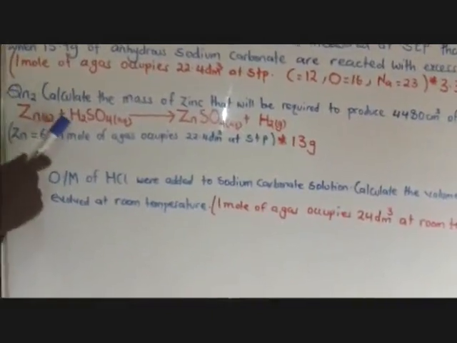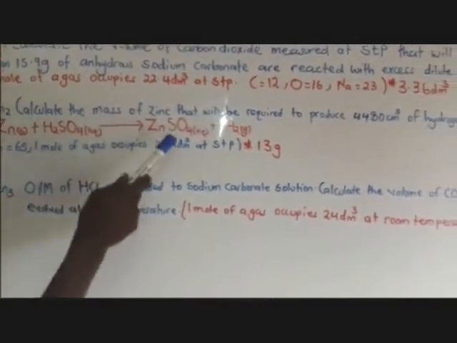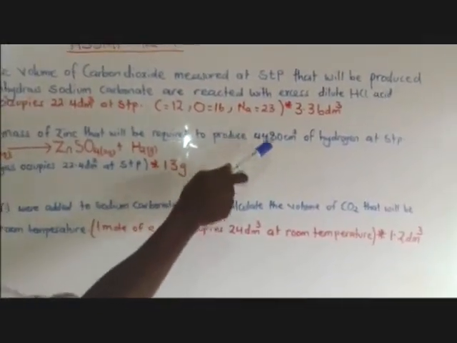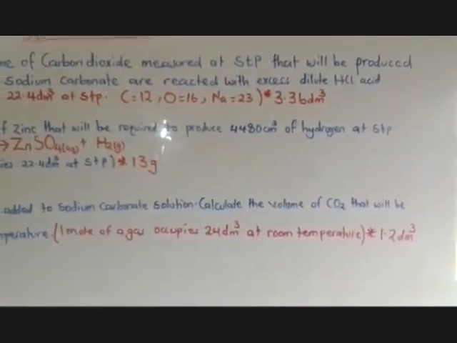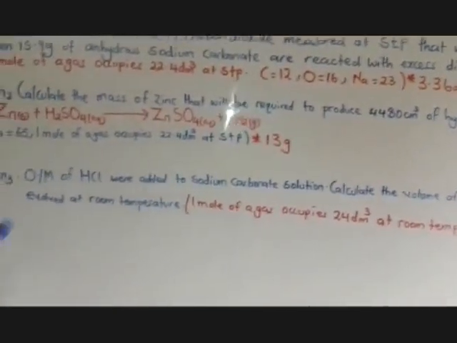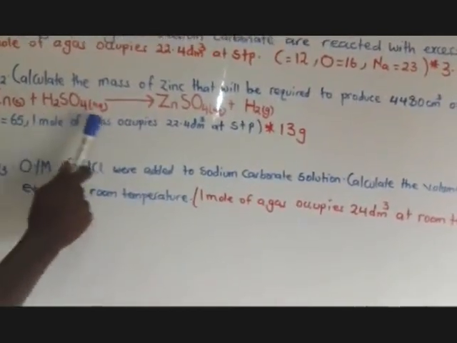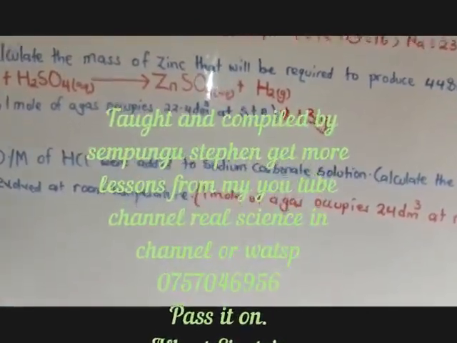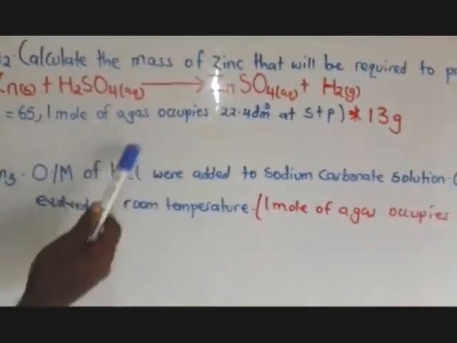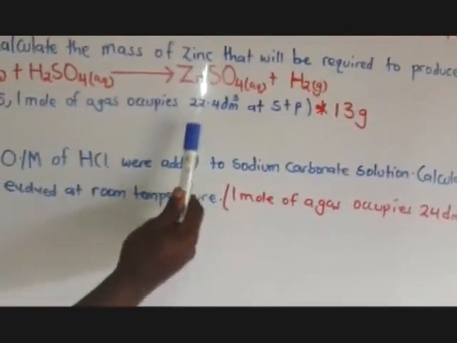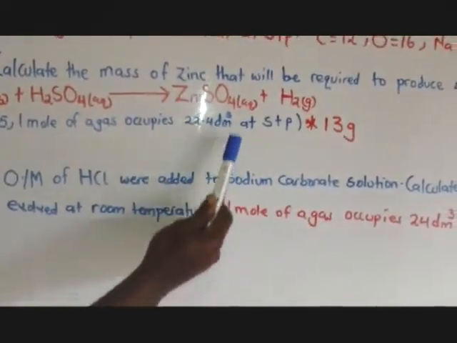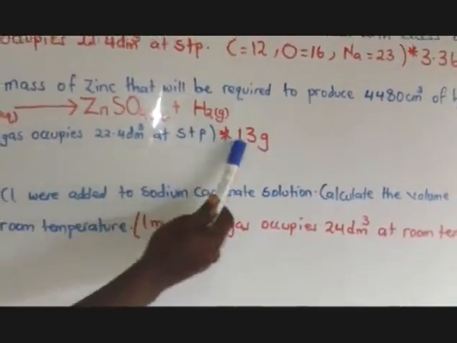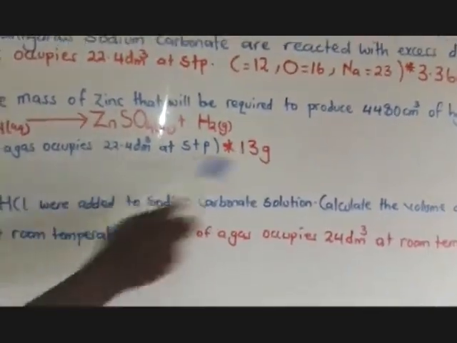Then question 2: calculate the mass of zinc that will be required to produce 4,480 cubic centimeters of hydrogen gas at standard temperature and pressure. They have given you the equation as you are seeing, zinc plus sulfuric acid gives zinc sulfate plus hydrogen gas. Zinc has its relative atomic mass, and of course they have given the molar gas volume, which is 22.4 decimeters cubed at STP. And this is our answer which we want, marked with a star, it is 13. This is what we are going to prove.